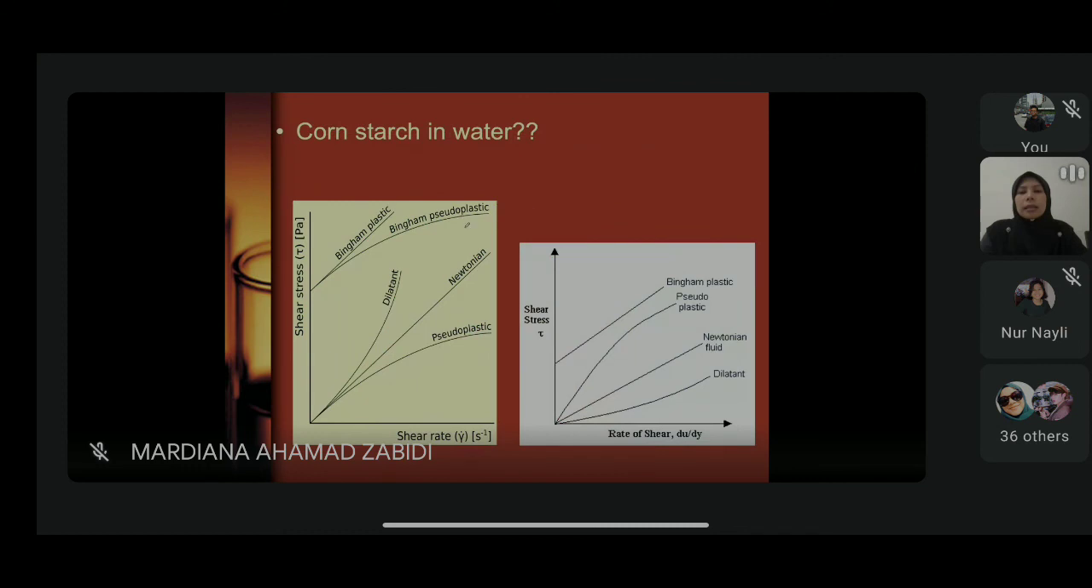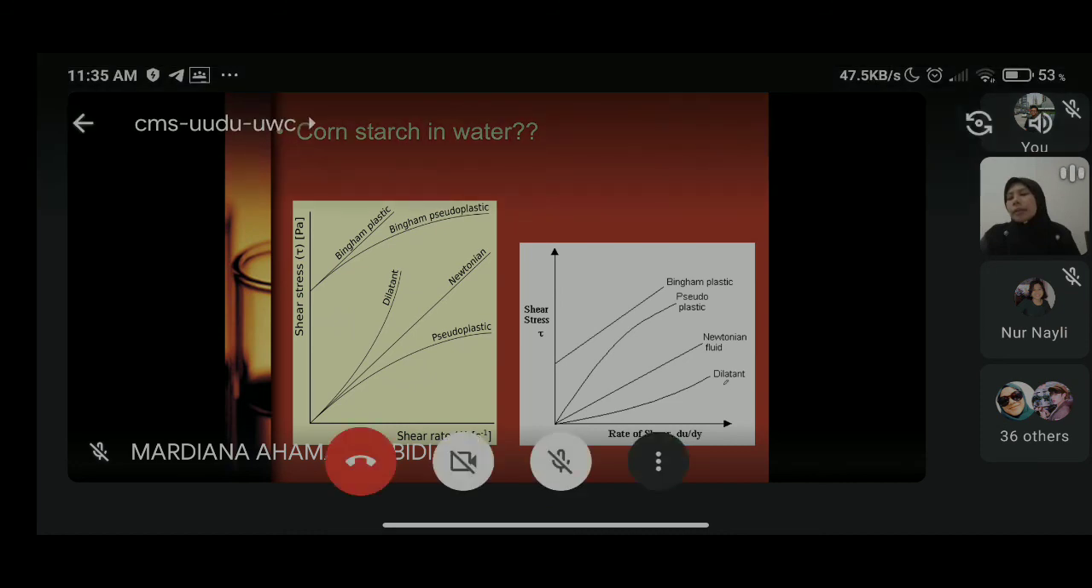Okay, you will also learn this later in chapter 7 for your food engineering. In chapter 7 we have several types of non-Newtonian fluid, whereby we have Bingham plastic, pseudo-plastic, Newtonian fluid, this one is Newtonian, and then we have dilatant. Basically the explanation is similar to what you have been explained in the previous slide.